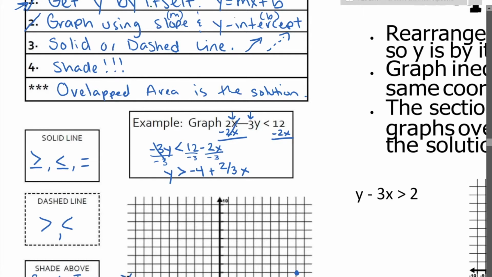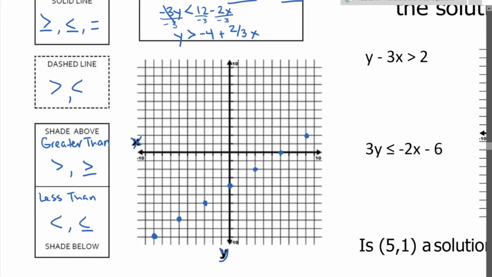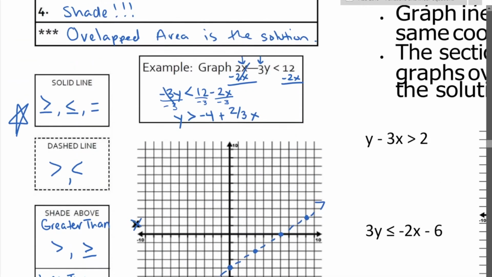Step 3 says to do a solid or a dashed line. So how do I determine if it's solid or dashed? I look right here. This is a greater than sign, and greater than signs are dashed because there's no line underneath it. So I do some dashes and I draw this like that. They do not have to be perfect as long as I can tell that they are dashed. Okay, so step 3 is done.